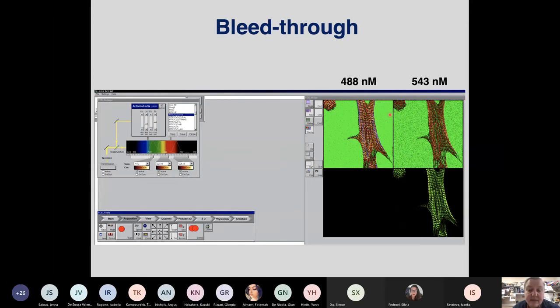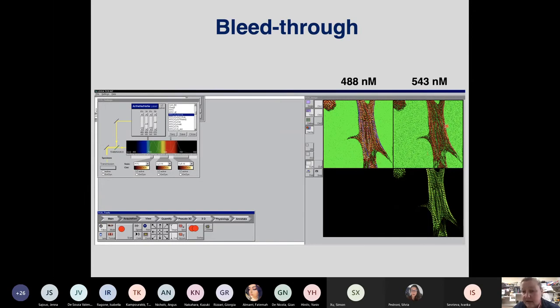And this is demonstrated on this. So this is an old software, but just to make the point, it doesn't make a difference. We have visualized myosin binding protein C here with our antibody in 488 nanometer excitation, beautiful doublets. We are happy.